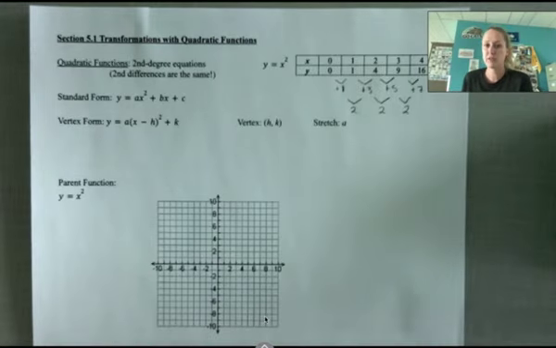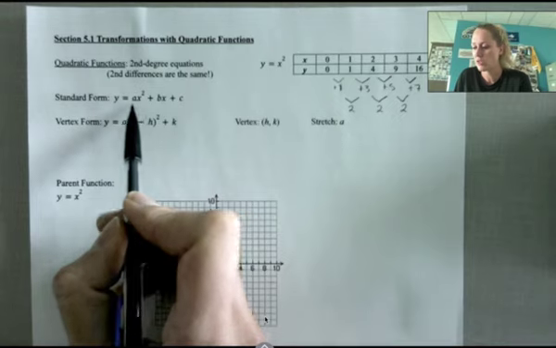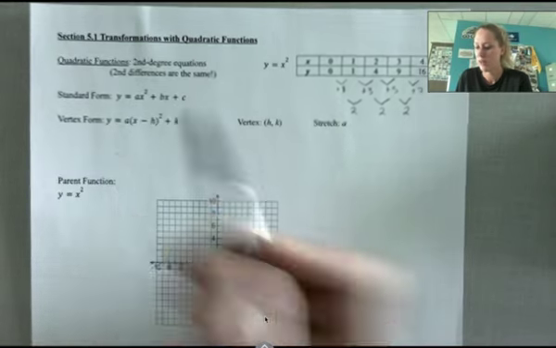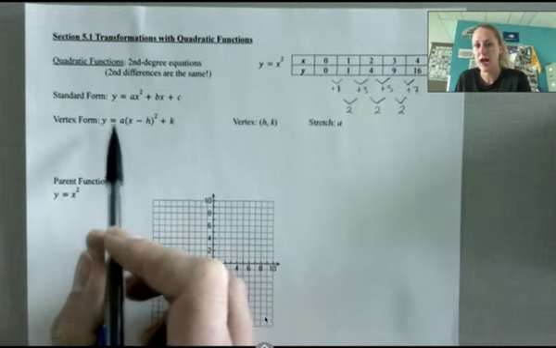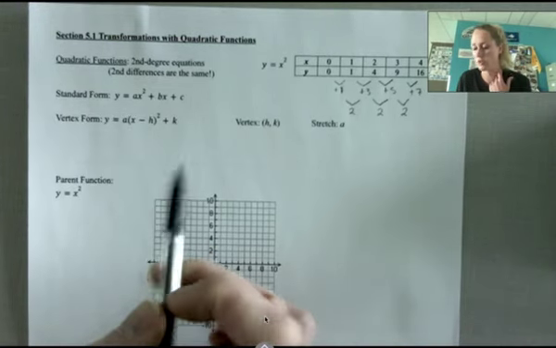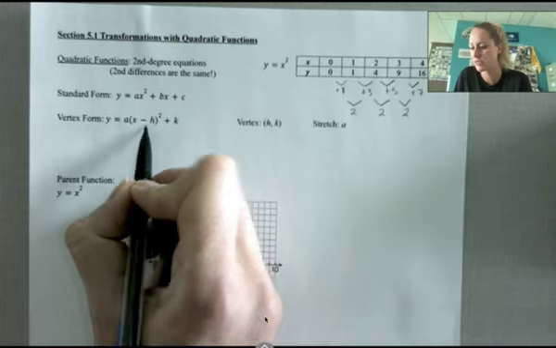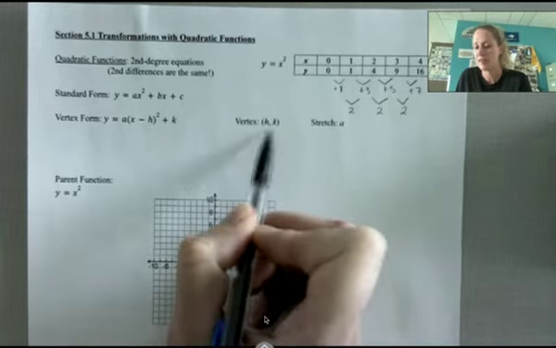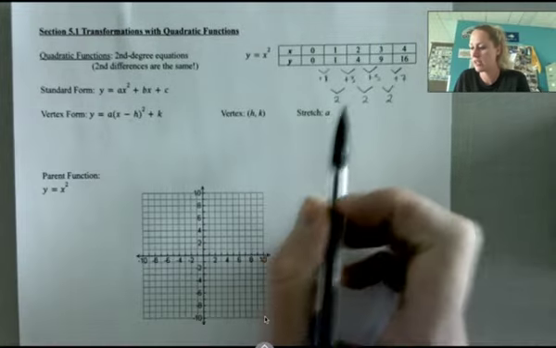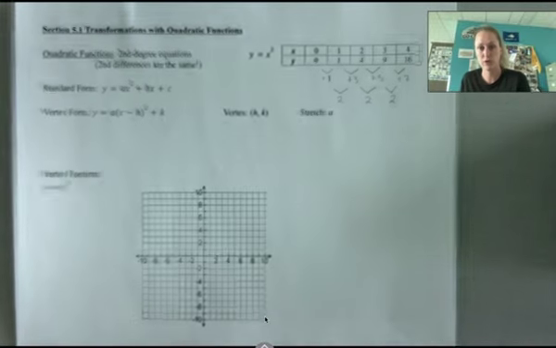Okay, so we have a couple different forms we can see it in. This is called standard form. This one is called vertex form, and this one is really helpful when we are trying to graph using transformations. The reason it's called vertex form is because the vertex is always going to be at (h, k), so whatever these numbers are, that is the vertex. And then a, we know, is a vertical stretch.